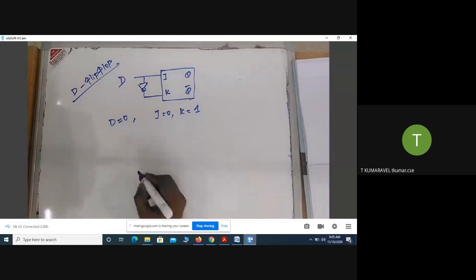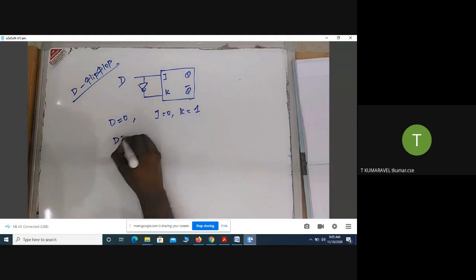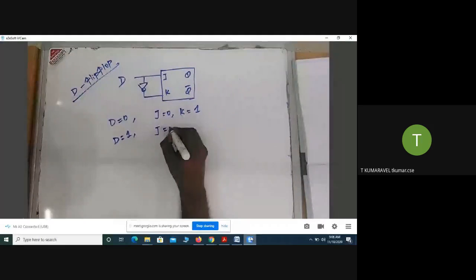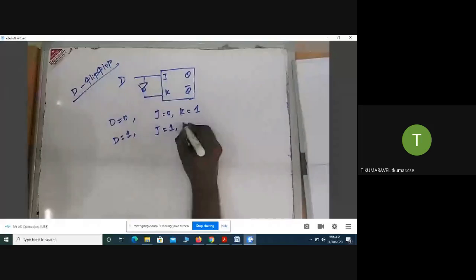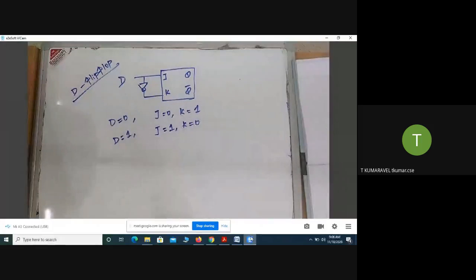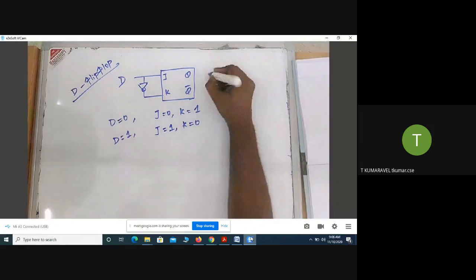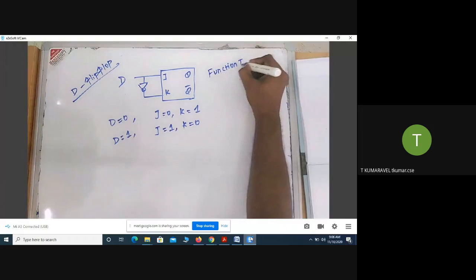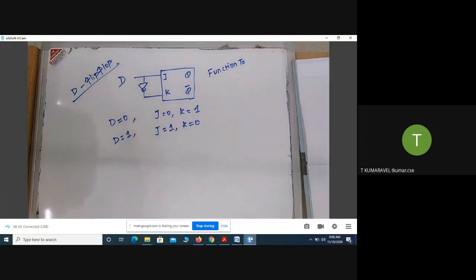Suppose I provide input 1. What is the value of J and K? J value equals 1, K value equals 0. Based on that, I'm going to write the truth table or function table.